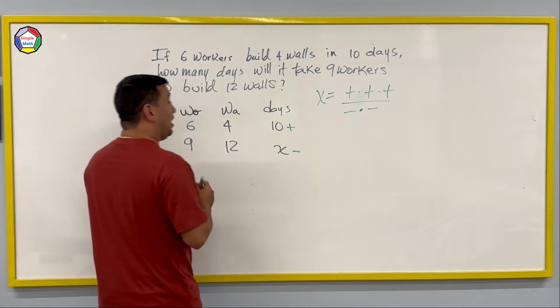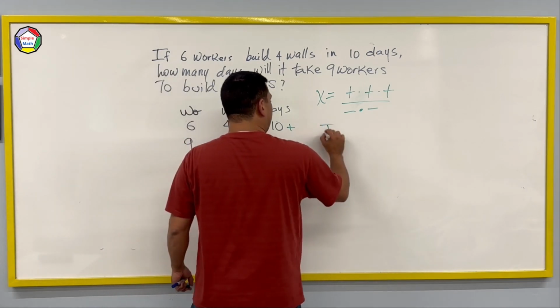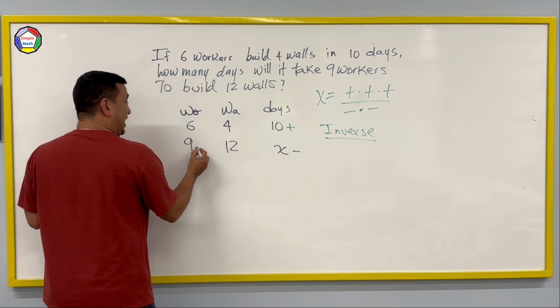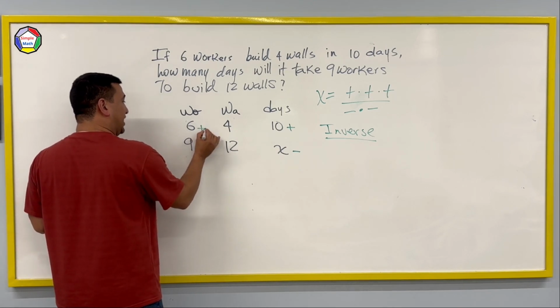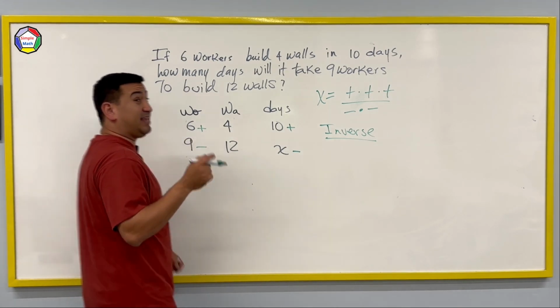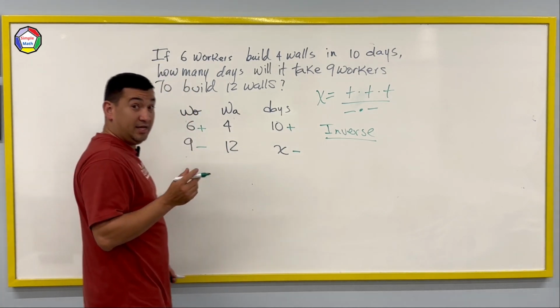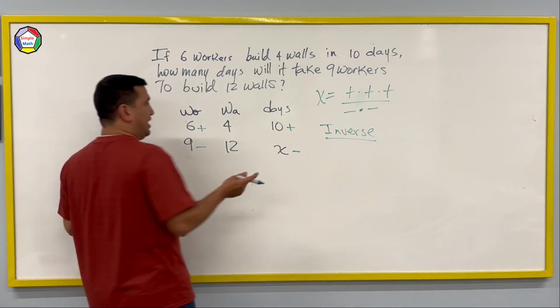So if they are inverse, I copy a negative sign here and a positive sign here. If they are direct, I copy a positive sign here and a negative here. Let's see what happened with the other two magnitudes.